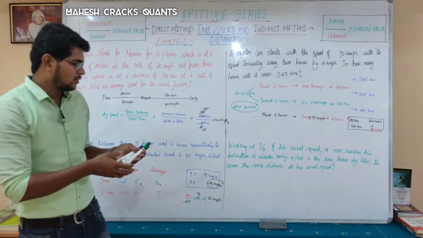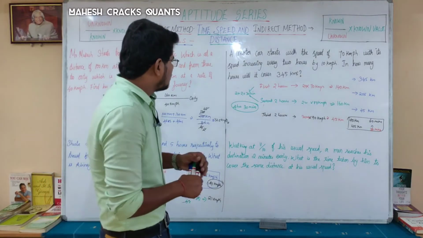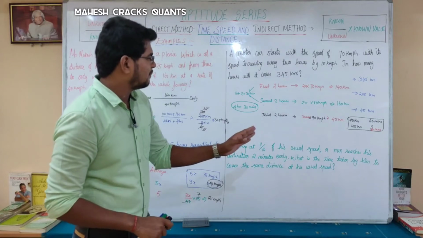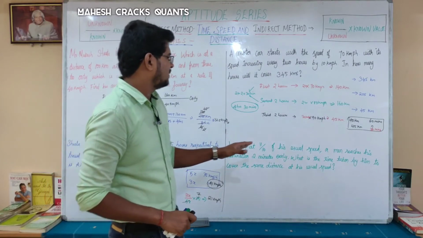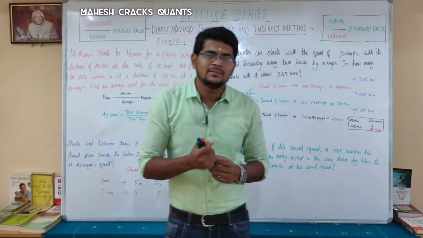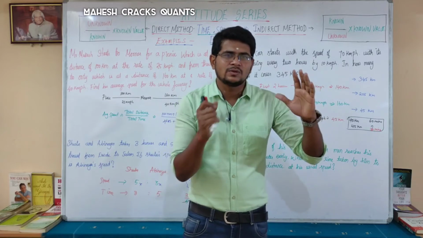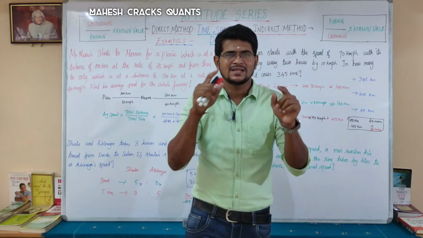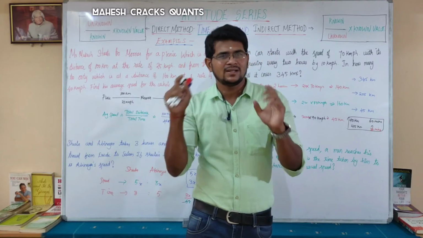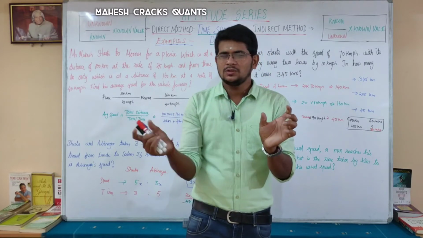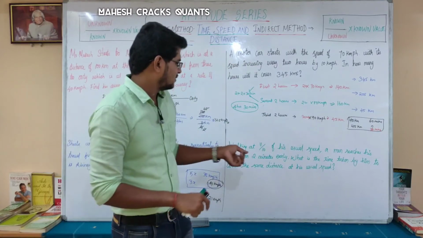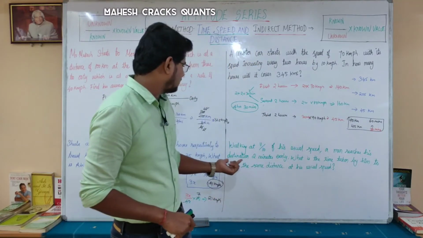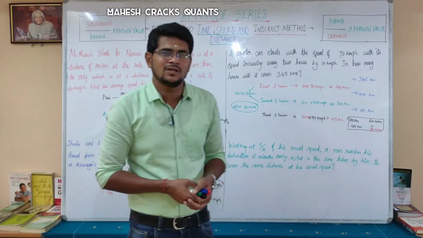Okay, let's move on to the last question. The last question is, walking at 11 by 10 of his usual speed, a man reaches his destination 2 minutes early. 11 by 10 means what? 11 is the speed now he is going, 10 is his usual speed, because the ratio is 11 is to 10, nothing but new to the usual speed is 11 is to 10. And what is the time taken by him to cover the same distance at his usual speed?